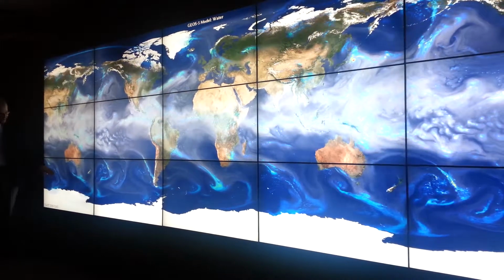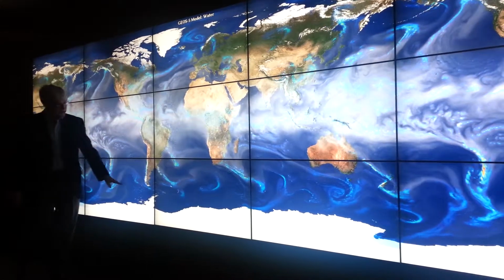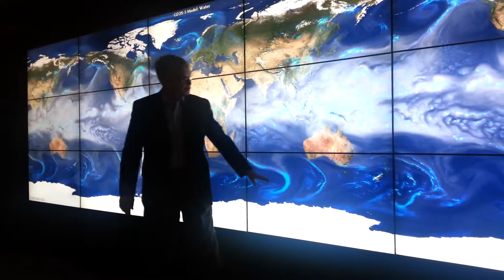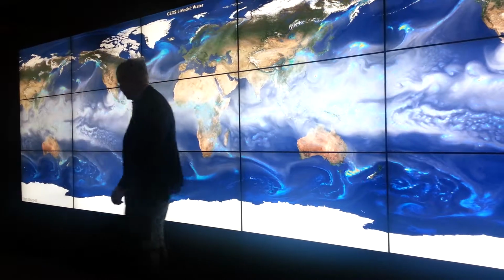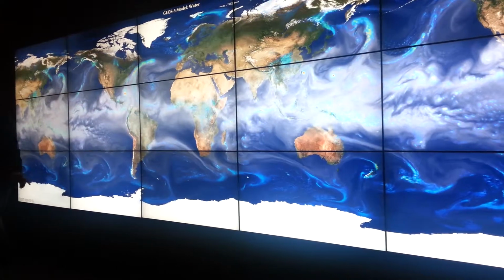And another thing to point out is, just north of Antarctica here, you can see a whole lot of motion of precipitation. This is a map of precipitation here. And the reason to point that out is the poles are really different.